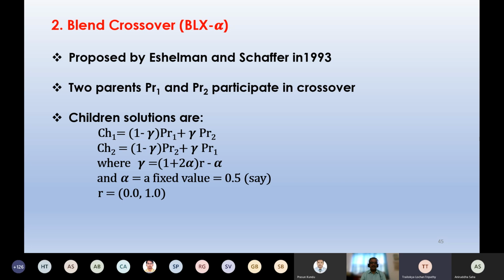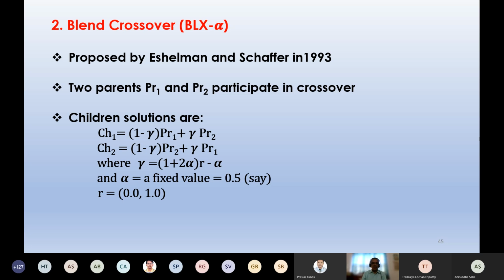It has a value of 0 to 1. Actually, the way Eshelman and Schaffer calculated it, they took the help of this particular expression. Now, the moment I put 1 minus gamma, and this is gamma, what does it mean? If you just add them up, this weighting factor is equal to 1.0.